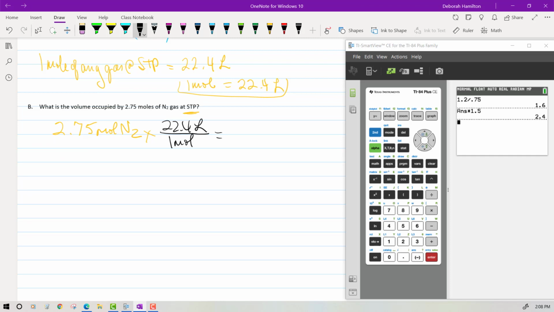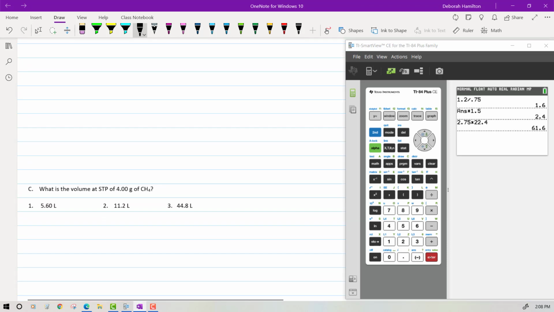All right, so we can just multiply across times 22.4, and I get 61.6 liters. So at STP, this moles of gas, 2.75, will occupy 61.6 liters of volume. Okay?